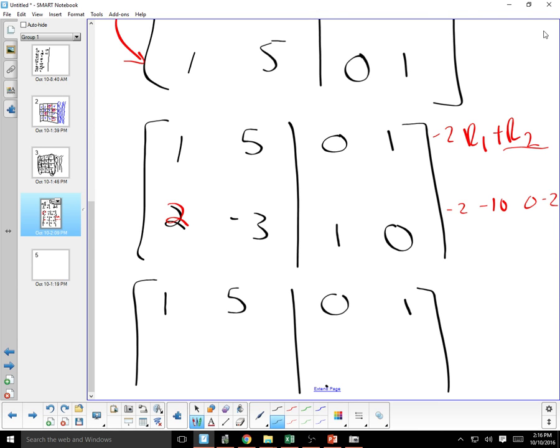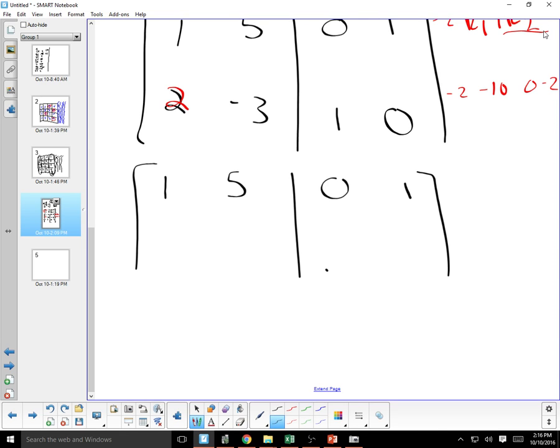So here's what the next row looks like. 2 plus a negative 2 is 0. Negative 3 plus a negative 10 is negative 13. 1 plus a 0 is 1. And 0 plus a negative 2 is negative 2. Good.